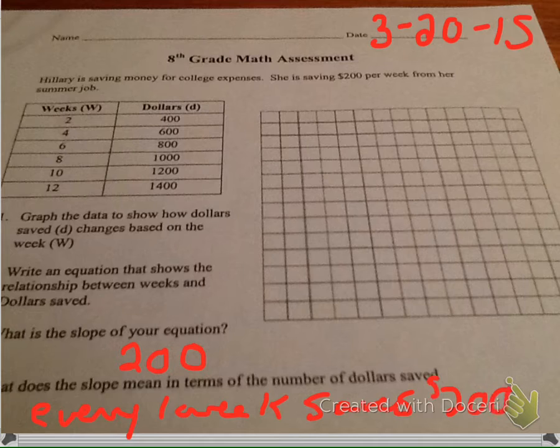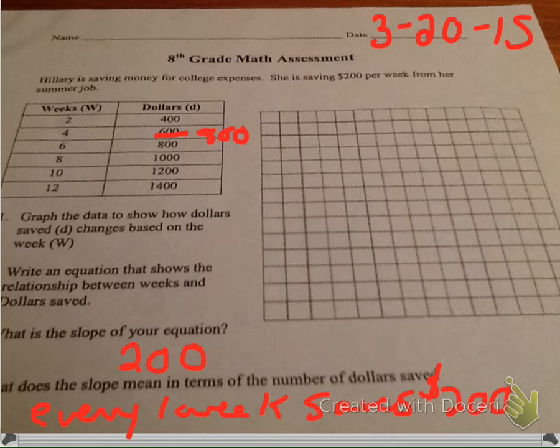Now I want to show you about the mistake that I made on this table that's kind of ridiculous. So I showed you that at 2 weeks she'd have $400, and that's right, because at 1 week she'd have 200, so at 2 weeks she'd have 400. Well then, if at 2 weeks she had 400, 3 weeks would be 600, not 4 weeks. This should be 800 right here.